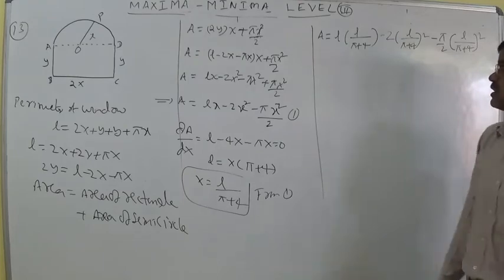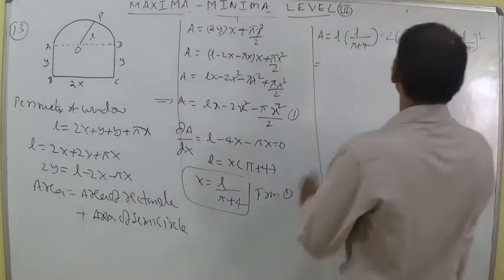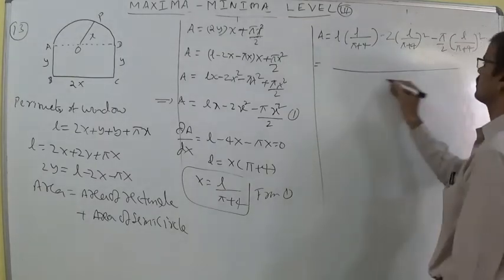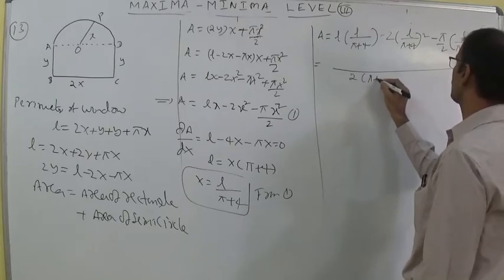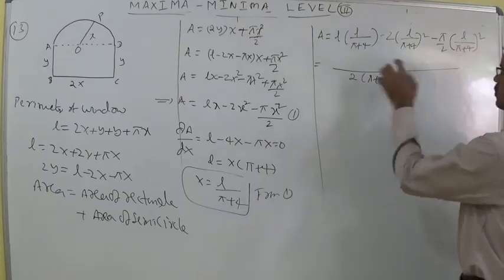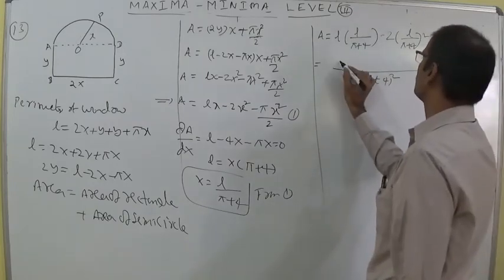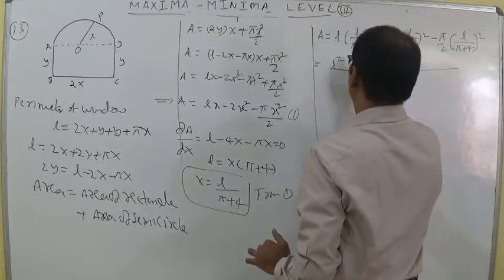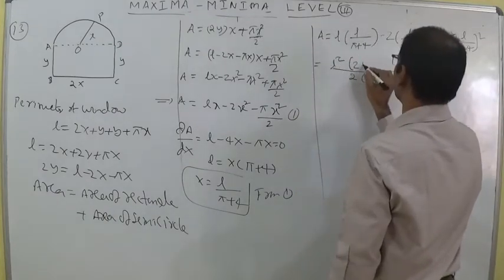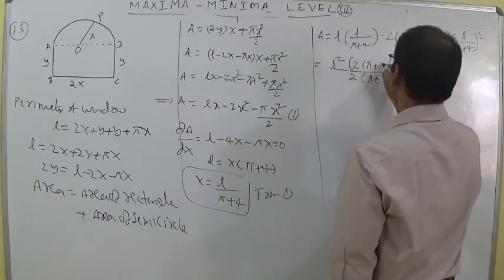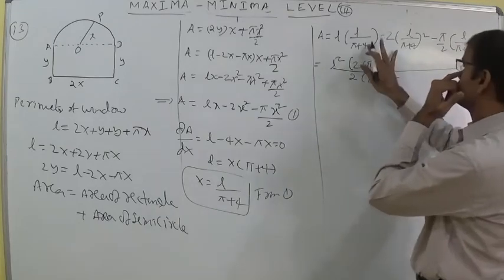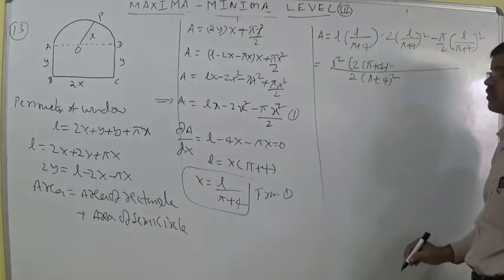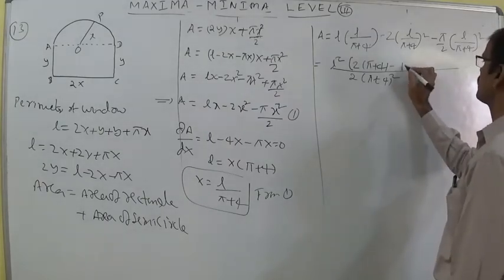Whatever the value we get, that is the answer. I think we can take LCM here, 2 into pi plus 4 whole square total. Here 2 into pi plus 4 is there, and 2 into 2L square. Students, we can take L square common. Then we can write here 2 into pi plus 4. This is 4. 2 into pi plus 4 minus pi plus 4 whole square have taken common. Then you can write L square also taken common.